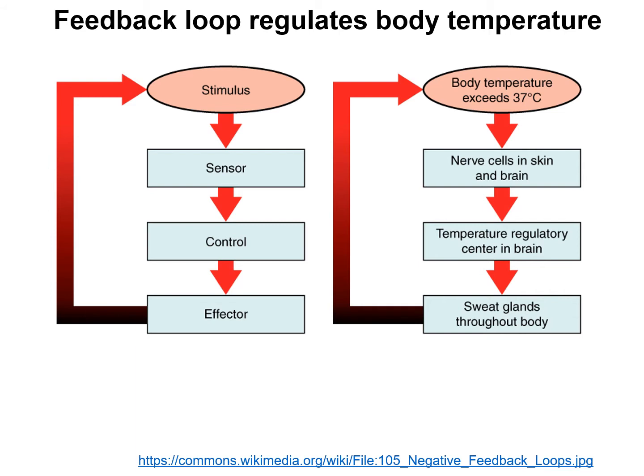For instance, let's talk about our body temperature. We all know that our body temperature is maintained around 98 degrees Fahrenheit or 37 degrees Celsius. Once the body temperature exceeds this, there are mechanisms in the body to bring it back. For instance, the nerve cells in the skin and the brain, when they receive information through the nervous system that the body temperature has increased, what you actually see is that you start to sweat.